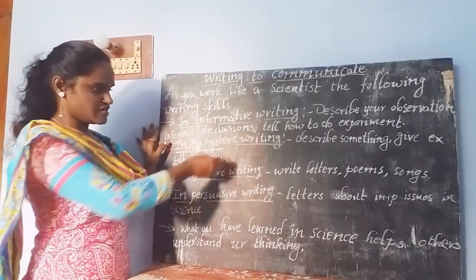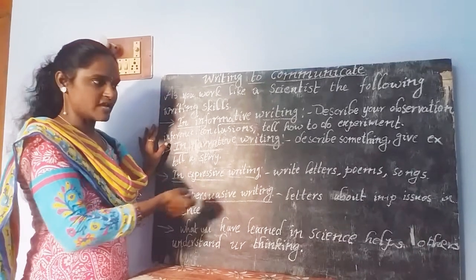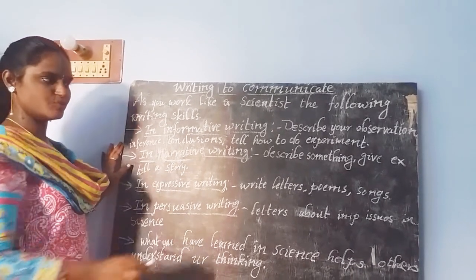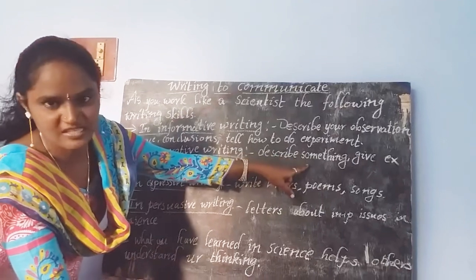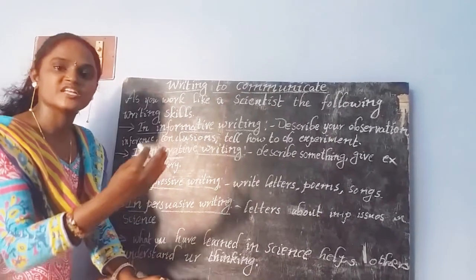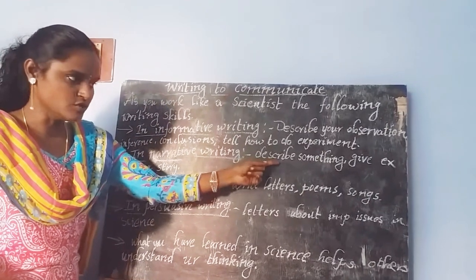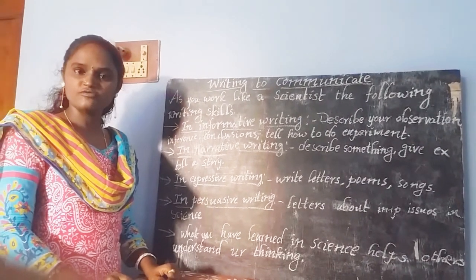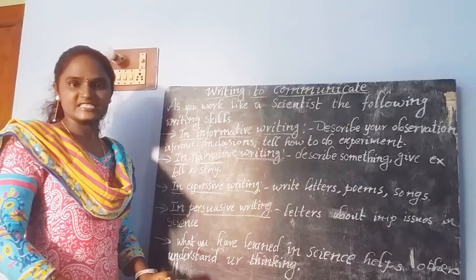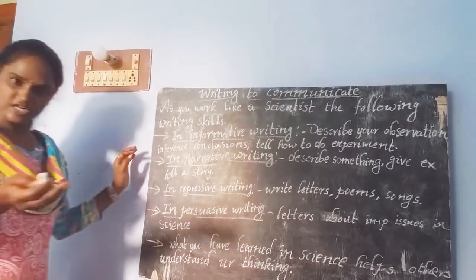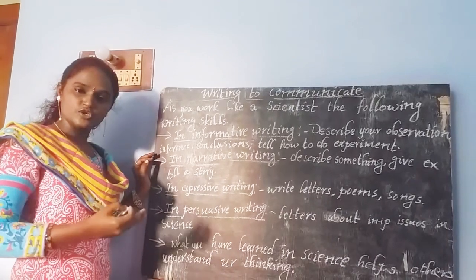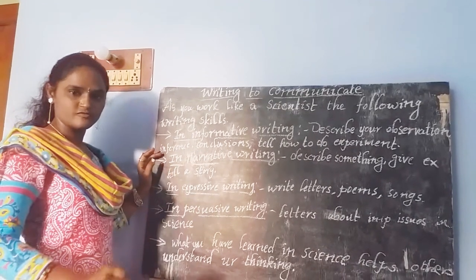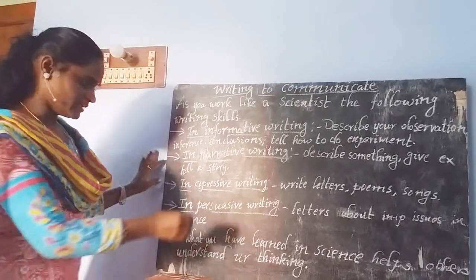Next one, narrative writing. You people are well familiar with the word narration. By listening to the word narrative writing, you may understand that you describe something. What is your work? What is your investigation? That thing here you have to describe. Give examples. Depending on your investigation, you have to explain it with examples or in the form of a story. If you are capable of writing a story, then you write your investigation in the form of a story. Tell it like a story.